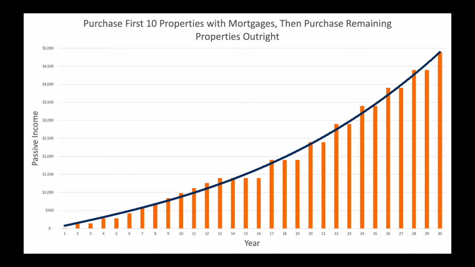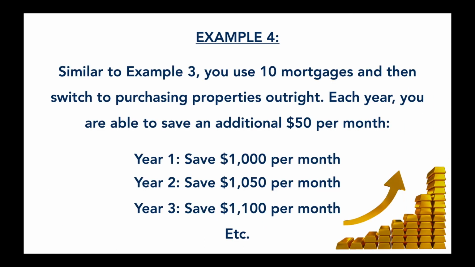And once again, as you can see, the further along you get in your journey, the quicker your passive income increases. So now for example 4. In this example, we're going to illustrate how important it is to save as much as possible and invest as much as possible. So here again, same with example 3, you have 10 mortgages, and once you purchase all 10 mortgages, you're going to switch to purchasing your properties outright. However, what's different about this one is that in each year, you're able to save an additional $50 per month.